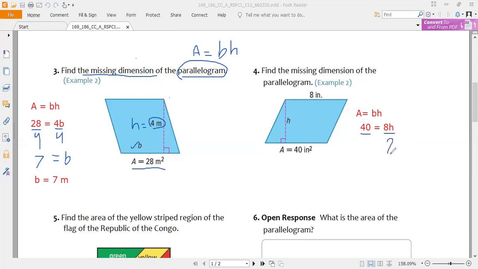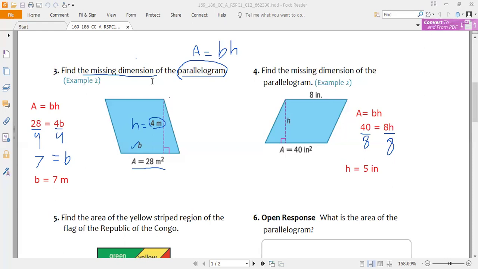When you divide this side by 8, 8 divided by 8 will be 1. You can easily find the height. So height in this case will be equal to 40 divided by 8, which is 5. But what is the unit? The unit is inch for base, so the same will be for the height. We have 5 inch. So these two questions are a bit different. We are using the same rule: area of a parallelogram is equal to base times height. Just replace the values you have been given and you can find the missing dimension. And it's one-dimensional, meaning base and height are one-dimensional.